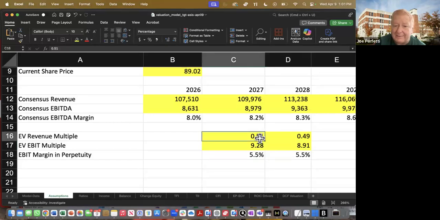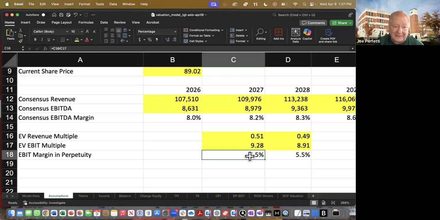You divide that by that, and that will get you your perpetuity EBIT margin, which again, for Target is estimated around 5.5%. And this is coming from the actual share price of the company. It's not coming from a guess. This is what the math says it has to be to justify the current share price.